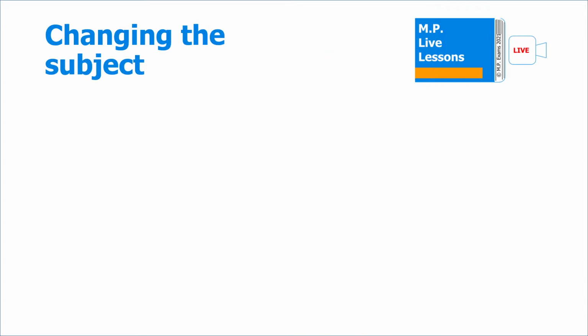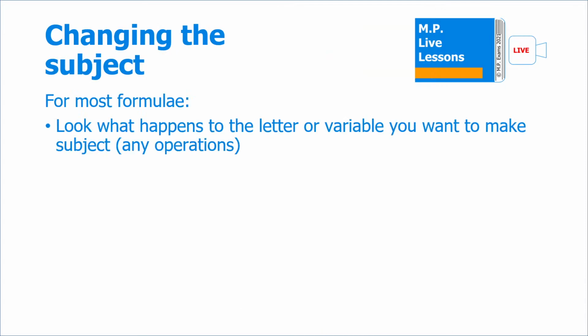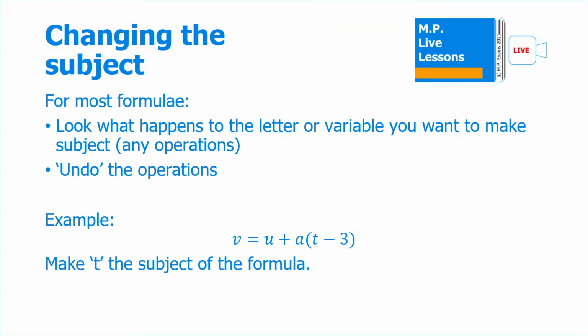Another thing you have to do in algebra is to change the subject. For most formulas, you'll have to see what happens to the letter or variable you want to make the subject and just undo the operations. For example, this formula here, we want to make t the subject of the formula. So we can see we start with t and we subtract 3 from it. Then it's all multiplied by a. Then we add positive u.